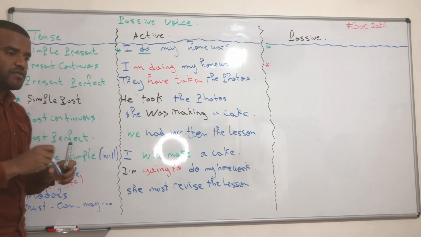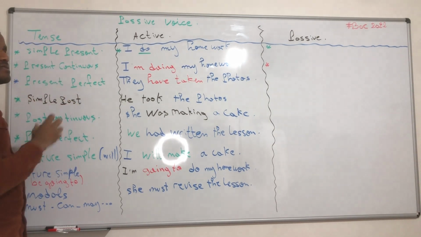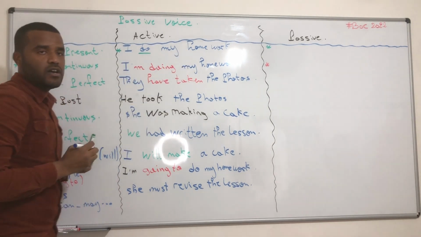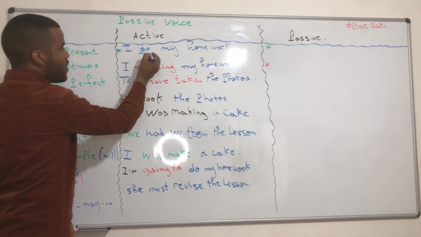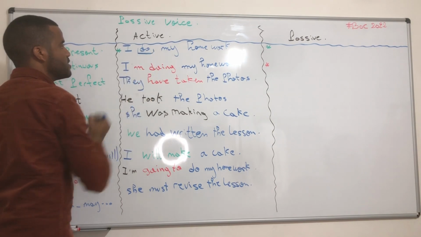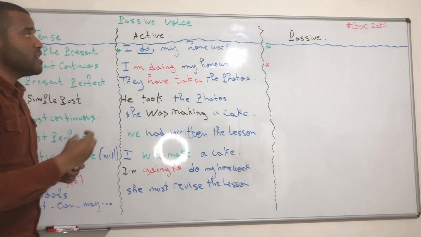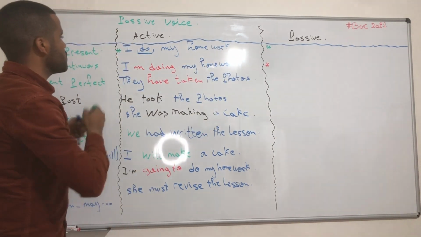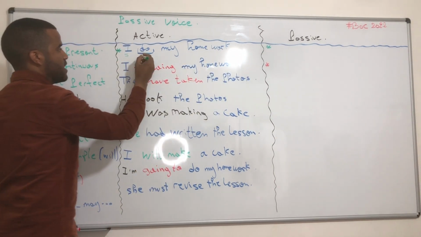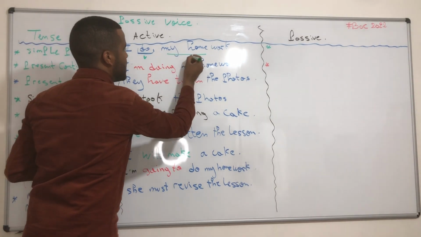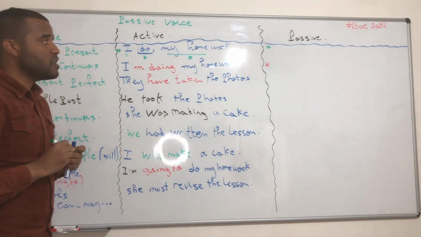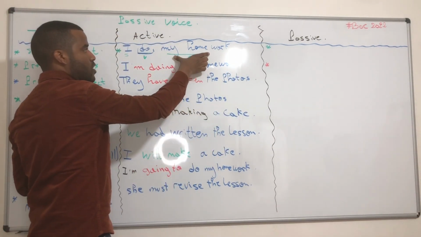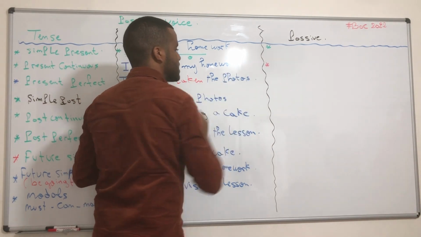Okay, for example the first one we have simple present. The first sentence: I do my homework. This verb is conjugated in simple present. If you want to do this sentence in the passive, as you notice here we have the subject, the verb, and here we have the object. So in the passive voice we are going to start with this object. It's going to be the subject here.